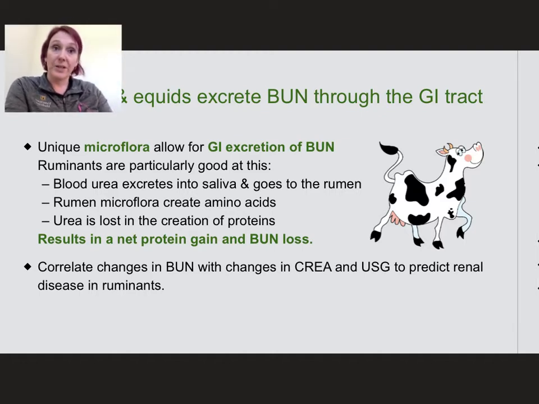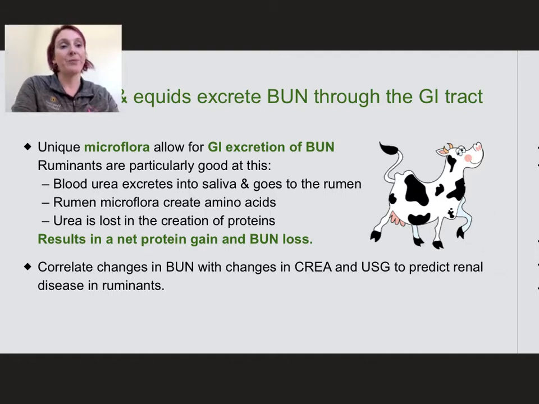BUN gets excreted into the saliva, goes to the rumen, and the rumen microflora there take it and make it back into amino acids. And so what ends up happening is that urea ends up being lost and proteins are made. So we have a net protein gain and BUN loss. This makes it an even more unreliable marker of kidney disease.